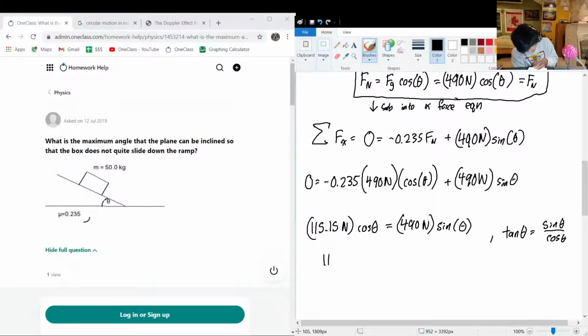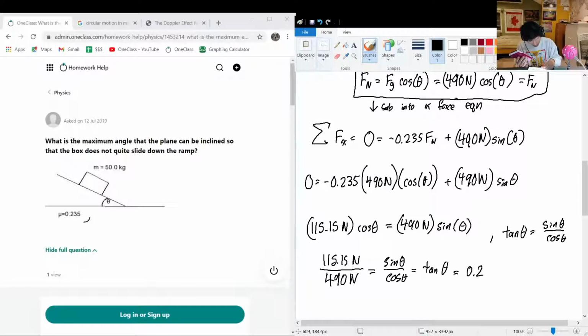So we're going to have 115.15 N divided by 490 newtons is equal to sine theta over cos theta, and that's equal to tan theta. And the numerical value of that calculation, 115.15 divided by 490, is equal to 0.235. Hey, and that's exactly our coefficient of friction, which I'll get back to. It's kind of some secret sauce here.